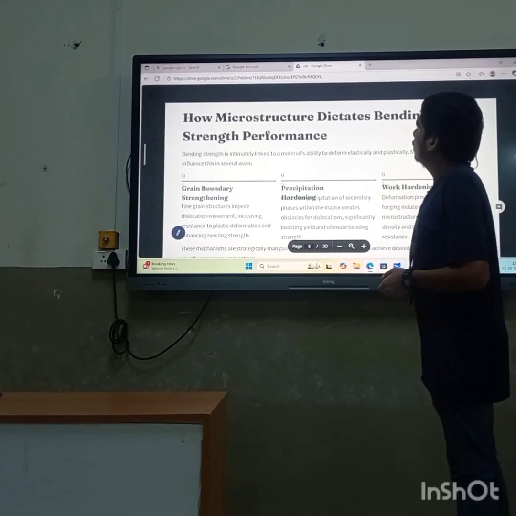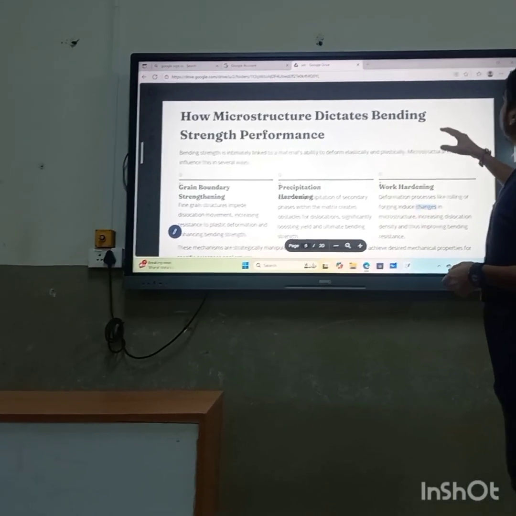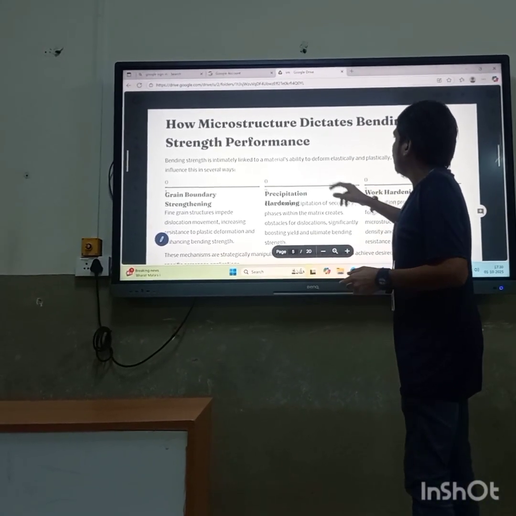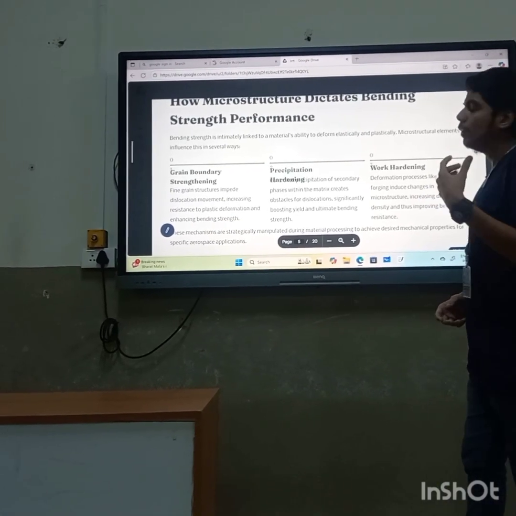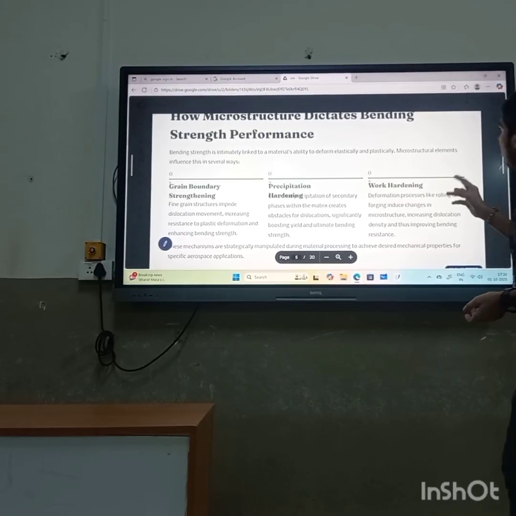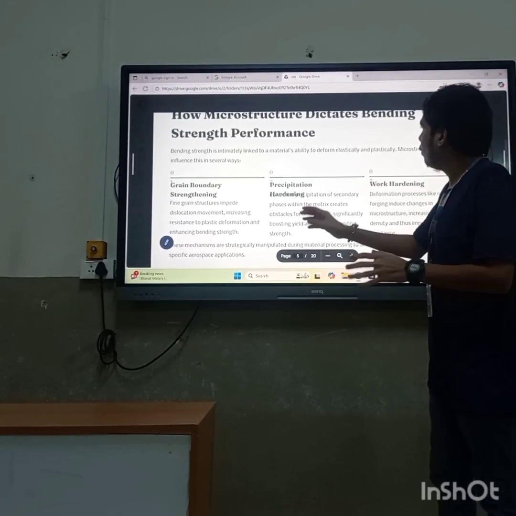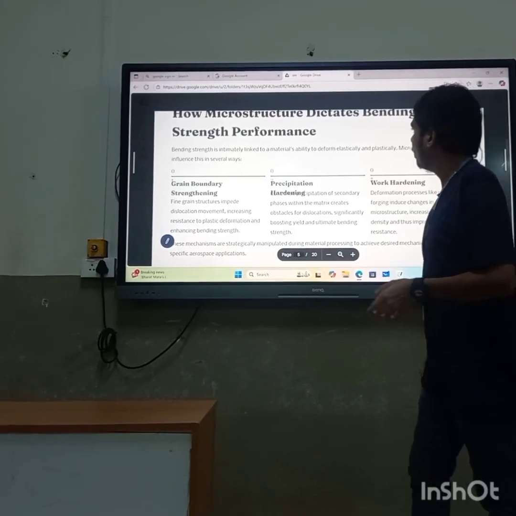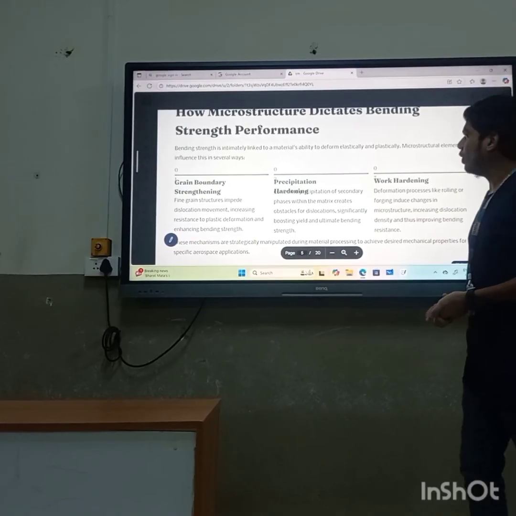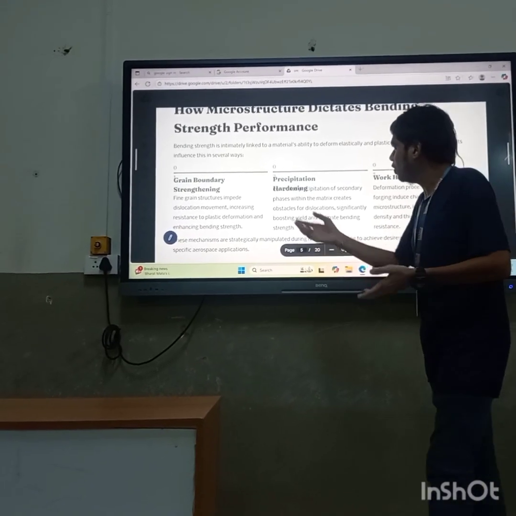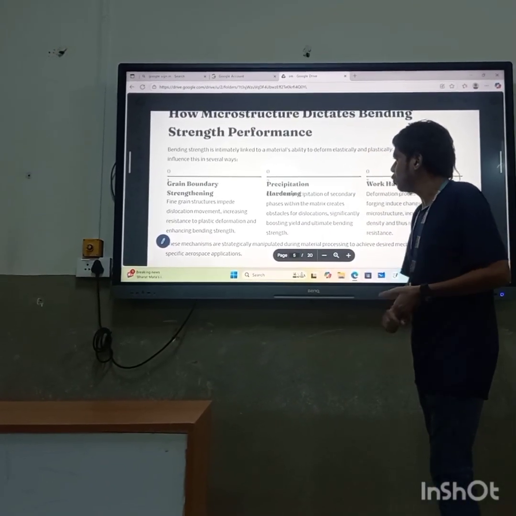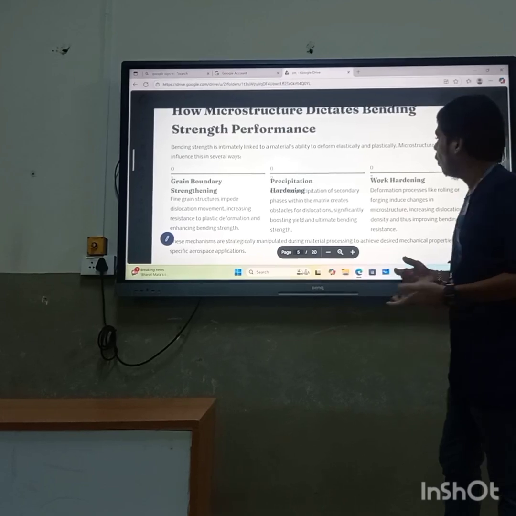Next, the question is, how does microstructure dictate bending strength performance? Bending strength is intimately linked to a material's ability to deform elastically and plastically. The microstructural elements influence the several stages. There are three mechanisms: grain boundary strengthening, precipitation hardening, and work hardening. Grain boundary strengthening: fine grain structures prevent dislocation movement, increasing resistance to plastic deformation and enhancing bending strength.